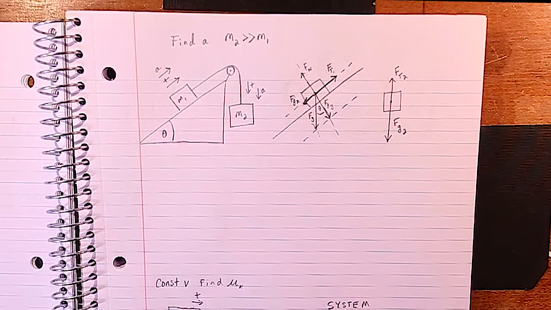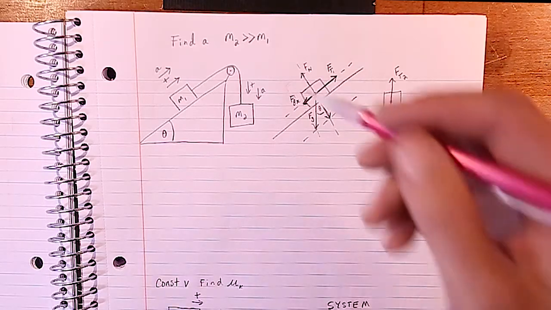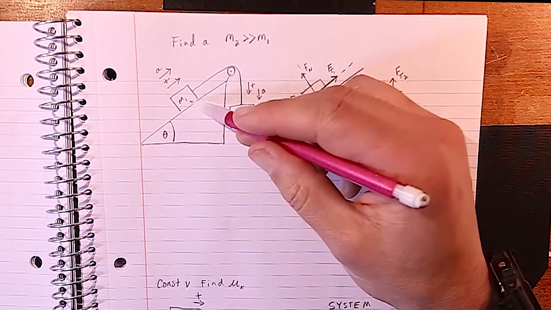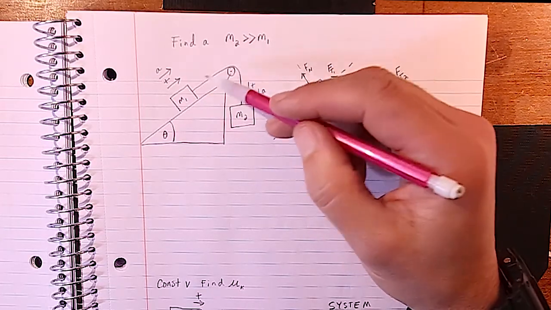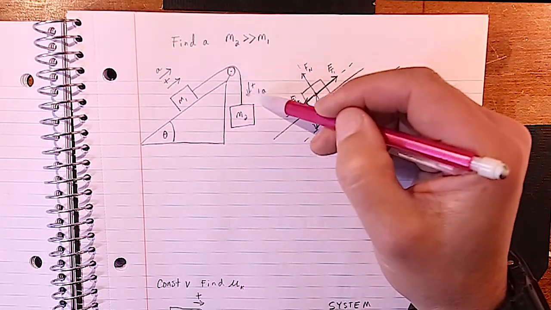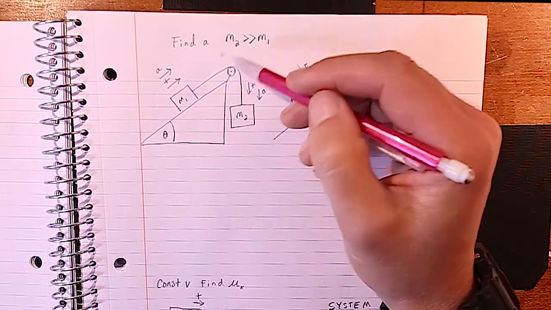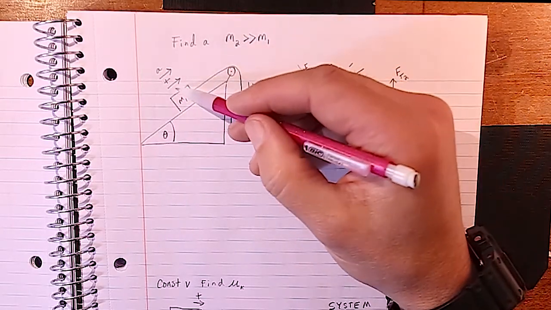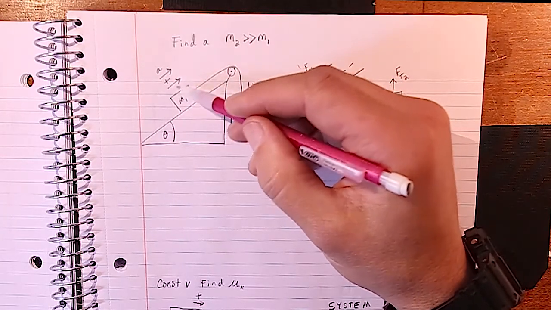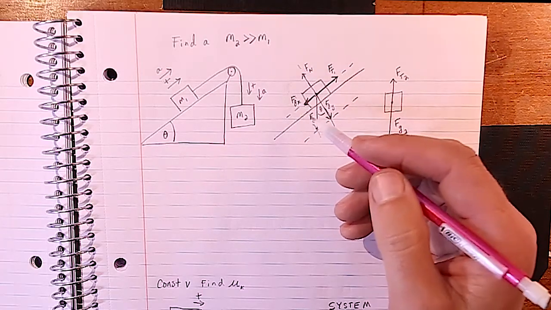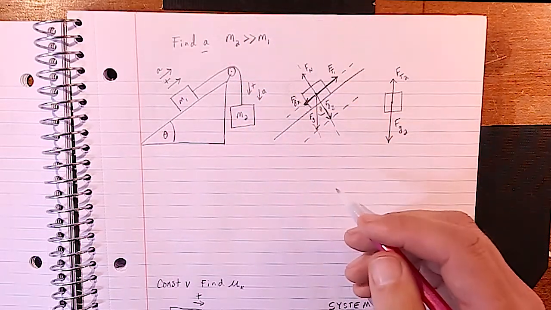This problem is similar to what we've been doing, except this time we've got angles involved. To make this a little simpler, we'll say that m2 is much larger than m1, so that we know the acceleration will be like this. m2 will accelerate down, and m1 will accelerate up the plane. So I'm going to call plus the direction of acceleration. The question is, find the acceleration.